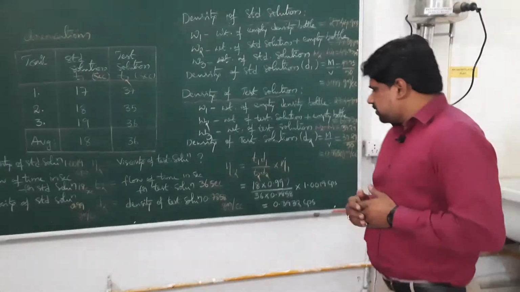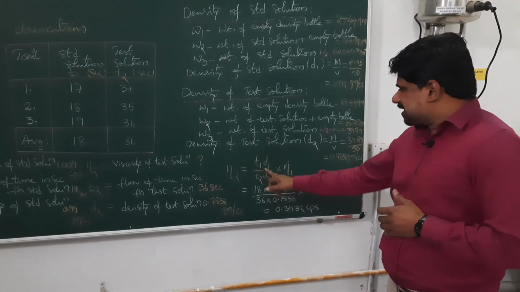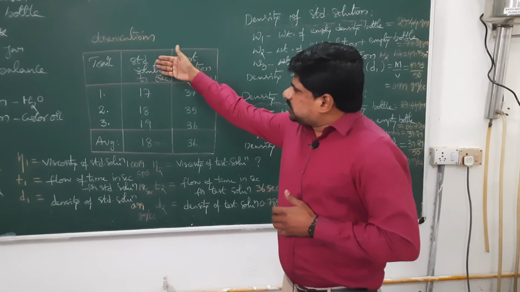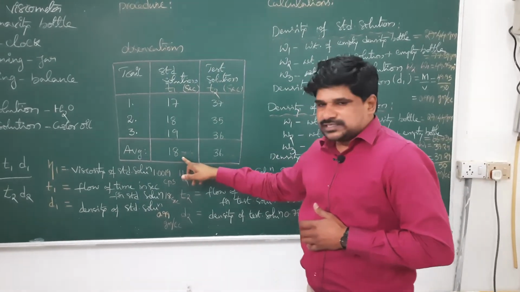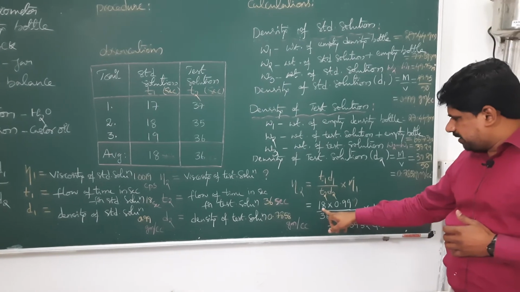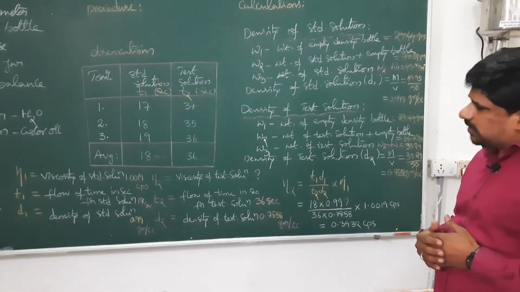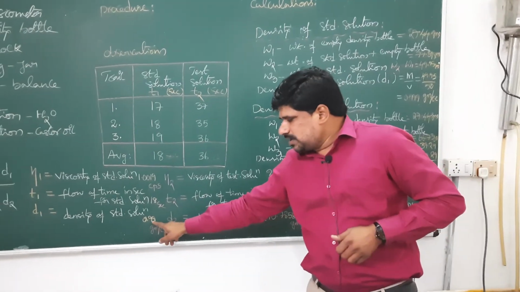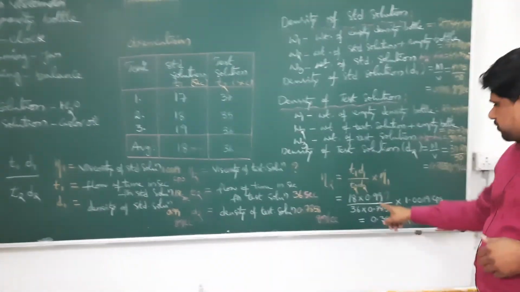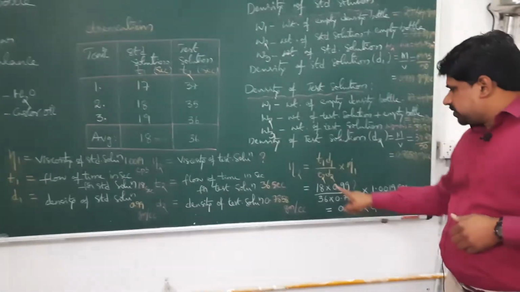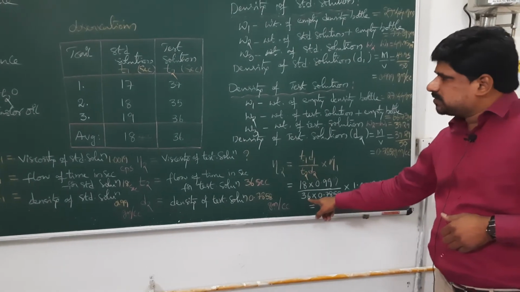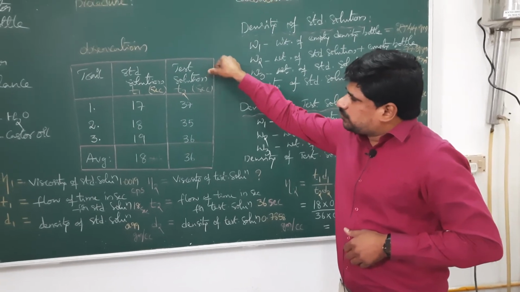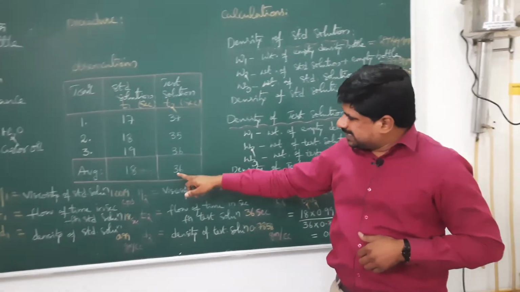T1: what is T1? The time taken for the standard solution. How much time is it taking? That is 18 seconds. Then I am substituting here 18. And D1 is the density of the standard solution. The density of the standard solution is 0.99 grams per cc. I am substituting here. And divided by 36, T2 is 36. Why are we taking 36? Because of the test solution time taken, to fall from mark A to mark B is 36.